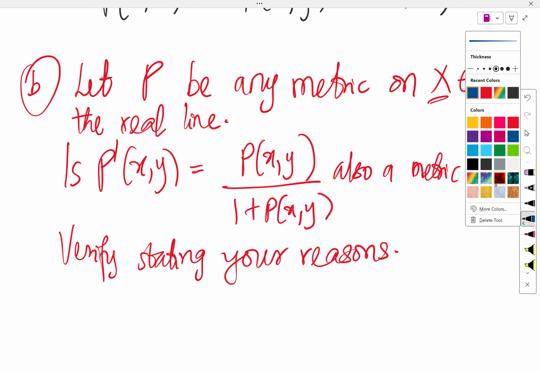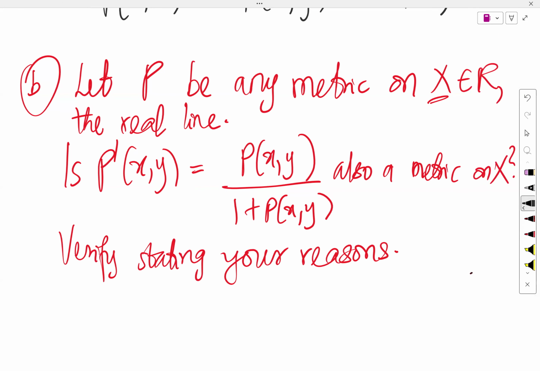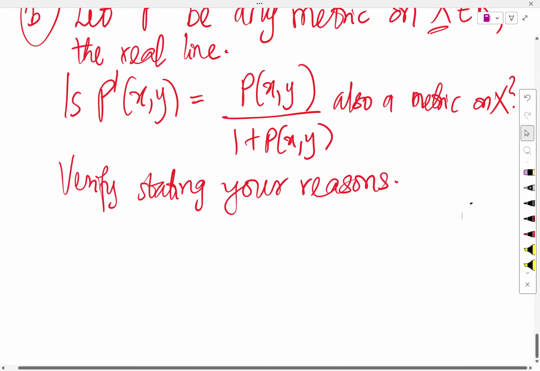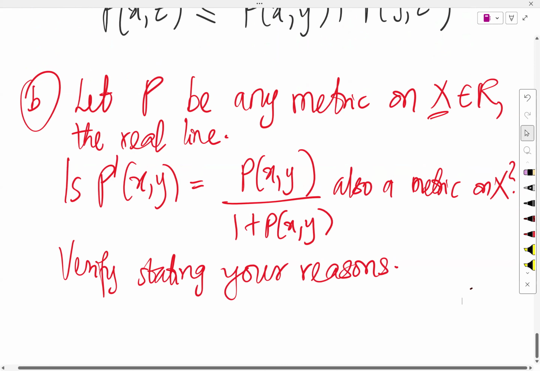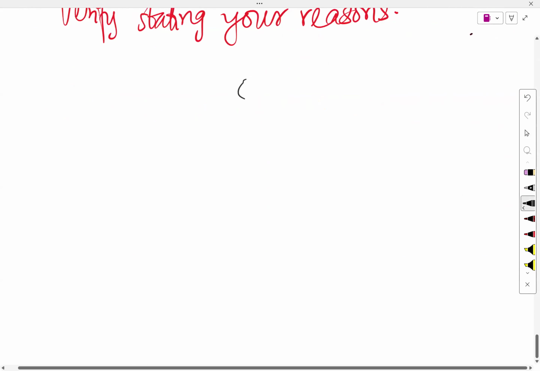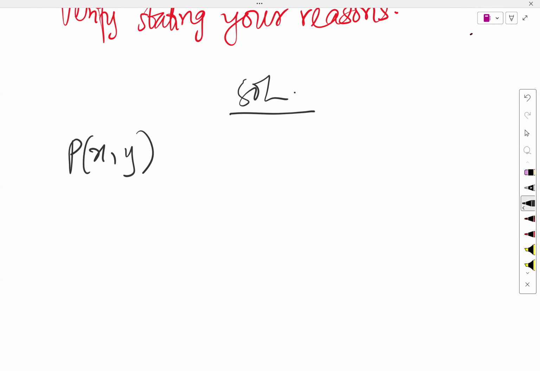So what you are just supposed to do again is exactly what we did before for the previous question. We need to show that all the properties hold for this again. Okay. So again, we need to just verify all the four properties for this particular expression. So now the only thing is that we have a basis: P is already a metric. It is established.